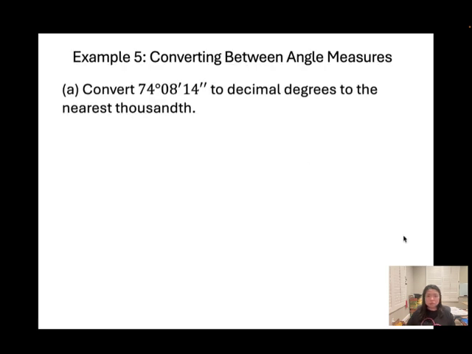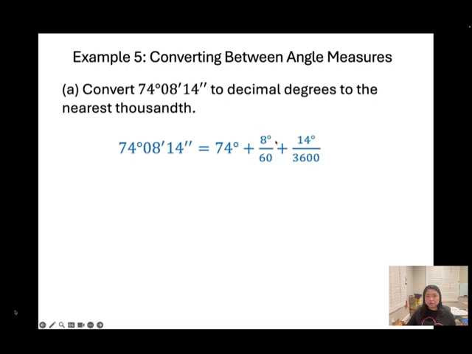Okay, example 5. Convert 74 degrees, 8 minutes, 40 seconds to decimal degrees to the nearest thousandth. So I'm going to break it down, 74 degrees, this is good. And then I do have 8 minutes. Okay, 8 minutes. So I want to convert it to degrees. So I will do 8 minutes divided by 60. And then 14 seconds, I want to convert it to degrees. So 14 seconds divided by 3,600.